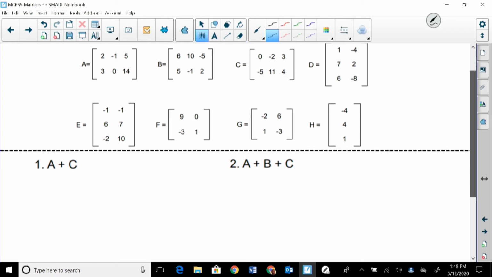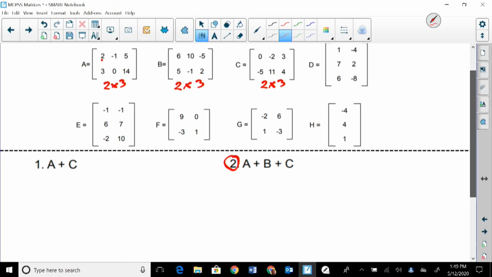Let's look at number 2. A plus B plus C. Are they all the same dimension? This is a 2 by 3. This is a 2 by 3. This is also a 2 by 3. Because they all have corresponding elements, meaning they're in the same dimension, they can be added.